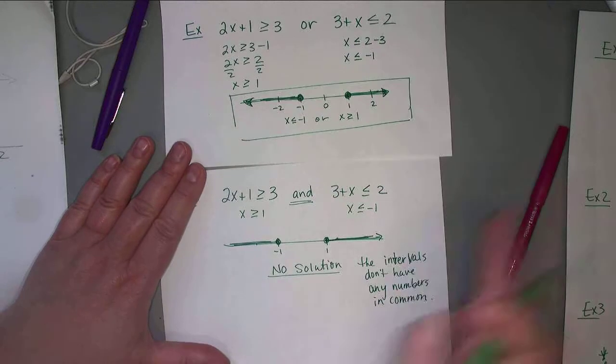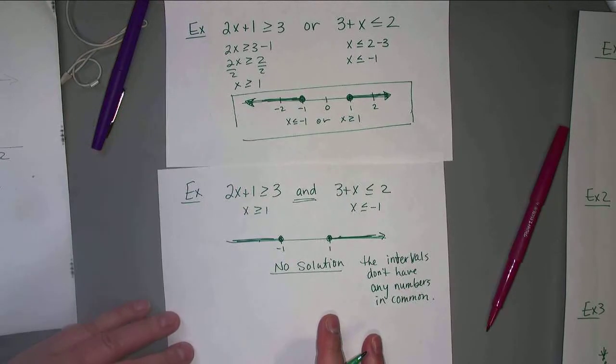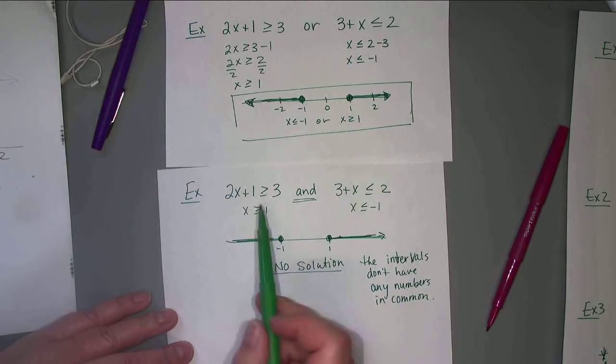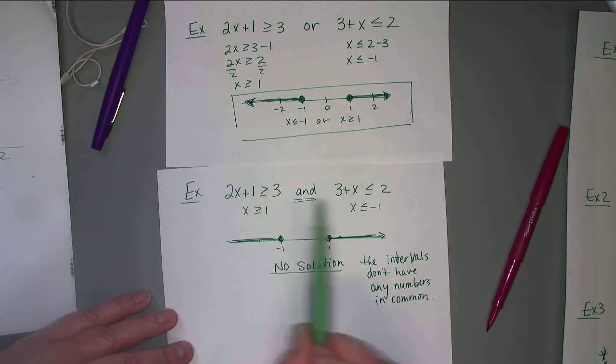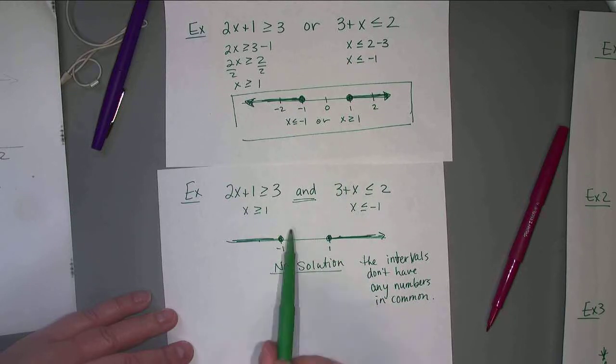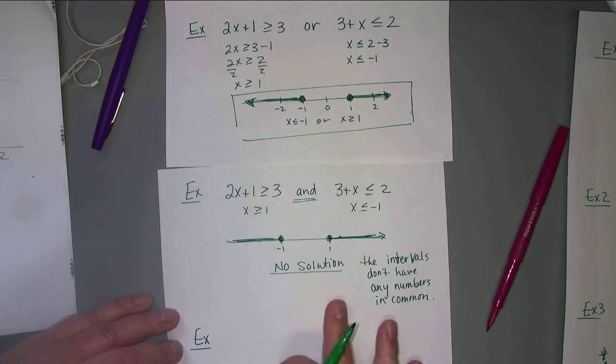Okay, and then we'll see more of these options later. But basically, when you've got two equations, you want to solve them separately, and then you have to look at the number line to decide what to do next. So I'll just show one more example for this lecture.